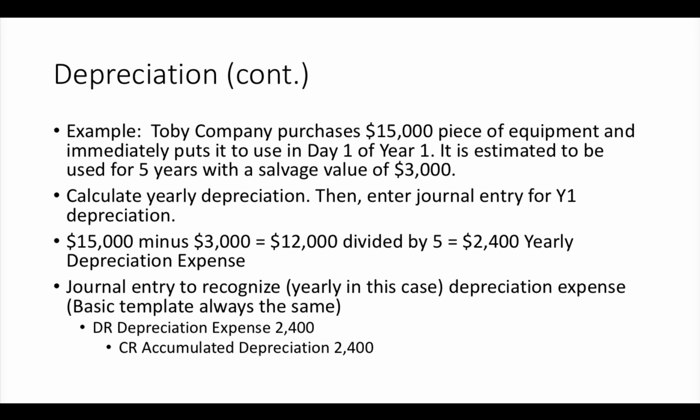Okay, so let's take a look at an example of this. Toby Company purchases a $15,000 piece of equipment, immediately puts it to use in day 1 of year 1. It's estimated to be used for 5 years with the salvage value of $3,000. How do we calculate yearly depreciation and do the journal entry for year 1 depreciation?